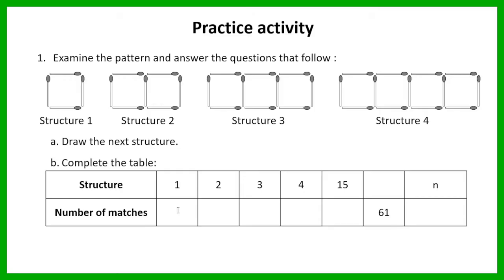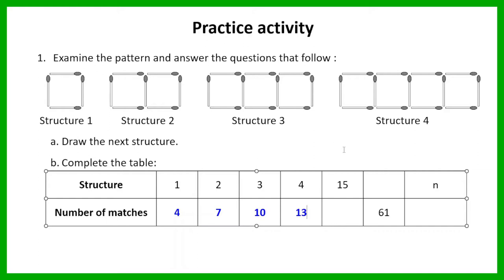Then you had to complete the table. You needed to find how many matches were in each structure. For the first structure, we had one square made of four matches. In the second structure, we had two squares, but it's not eight matches, because they're actually sharing one of the matches. So there are actually only seven matches in the second structure. In the third structure, there are 10 matches altogether. There are now three squares, but they're sharing two of the matches. In the fourth structure, you should have found that there were 13 matches altogether.